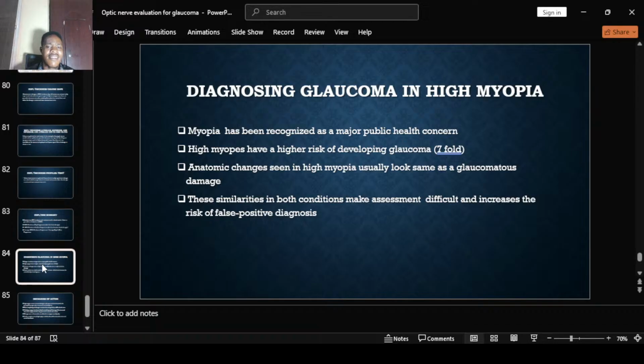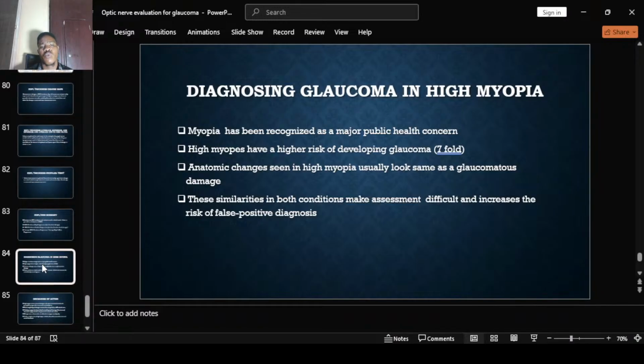Myopia has been considered a major public health concern. High myopes have a higher risk of developing glaucoma. Research has shown that people who are myopic have the tendency of developing glaucoma 7 times more than the average patient. Now, anatomical changes seen in high myopes usually look the same as glaucomatous damage.